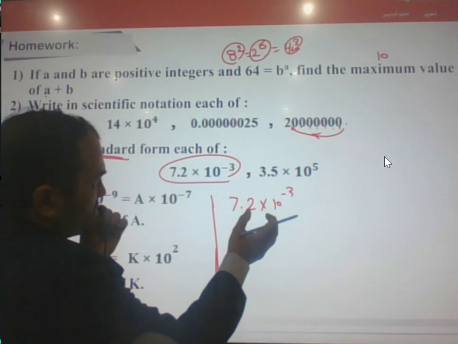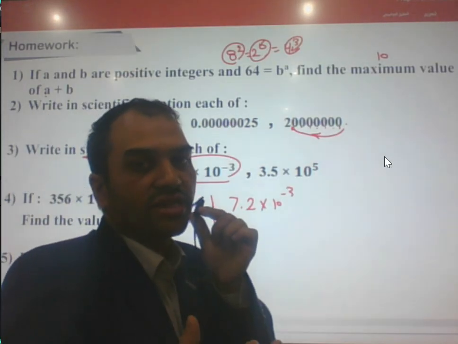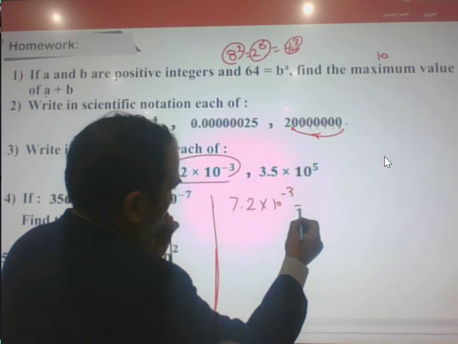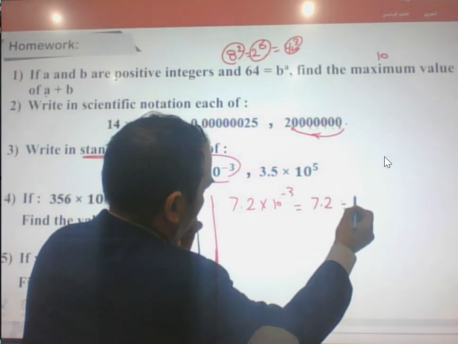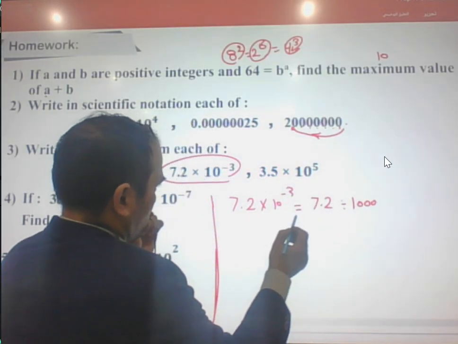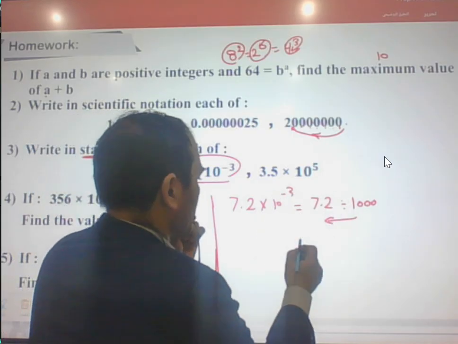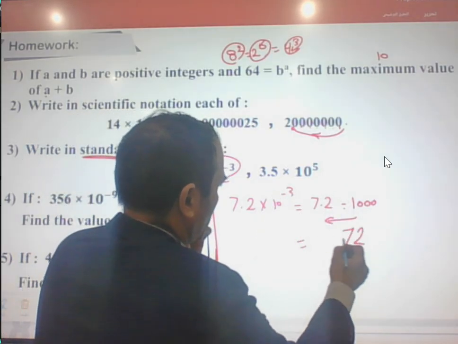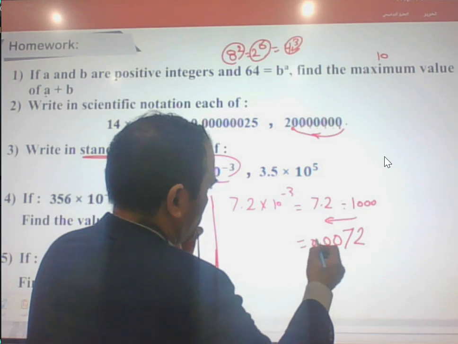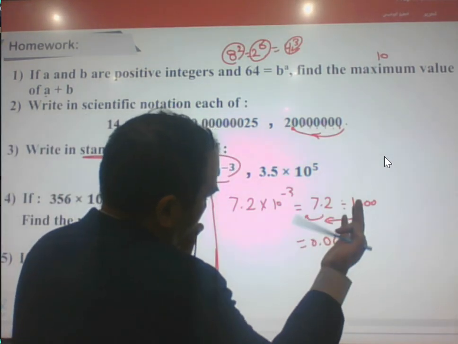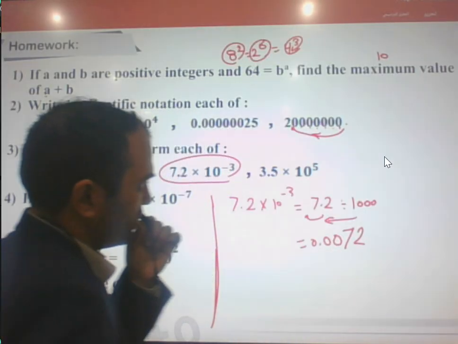What is its meaning? Who can tell me? Product 10 power negative 3 means divided by 1000. This example will be 7.2 divided by 1000. Then divided by 1000, move the point left-hand side by 3 places. Then we can write 7, 2, and we put the point, 0, and 0, 0.0. Move the point here left-hand side by 3 places because we have 3 zeros.